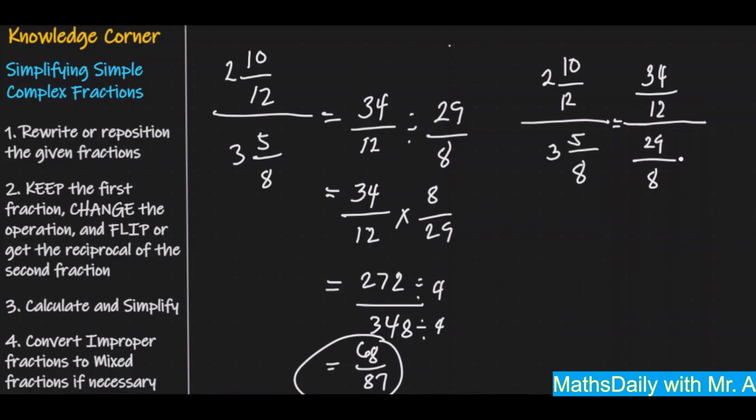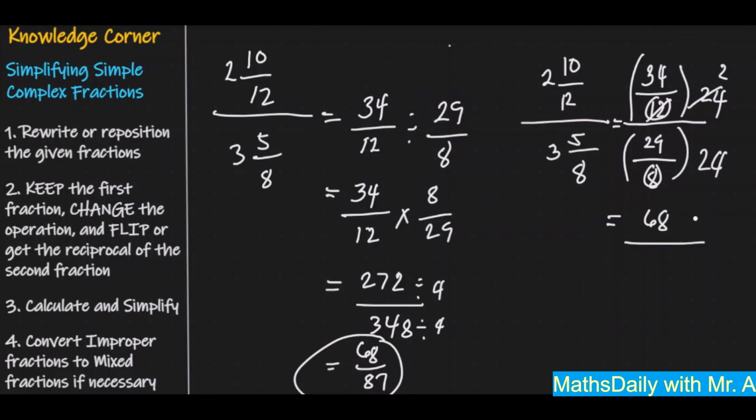find the common multiple of 12 and 8. The least common multiple of 8 and 12 is 24. So we need to multiply the numerator by 24 and also the denominator. Let's calculate. We can just do cancellation here. So let's cancel 12 and 24, that gives 2. 34 times 2 is 68 over, let's cancel 8 and 24. This is 3. 3 times 29 is 87. So this is our final answer.